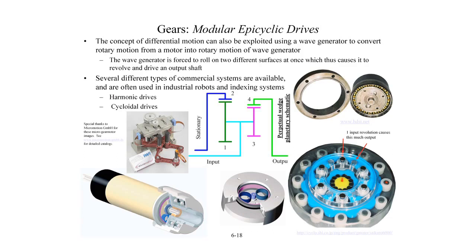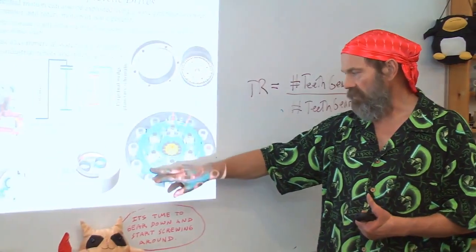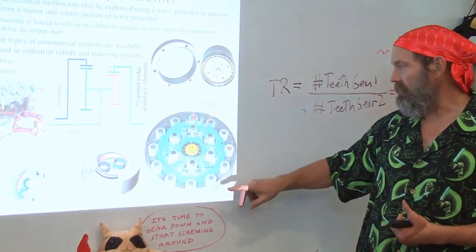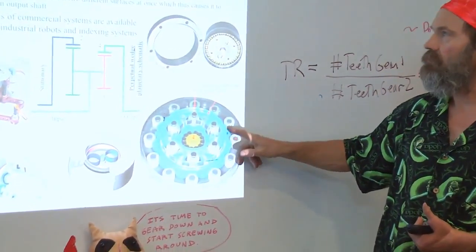The nice thing is that there are modular epicyclic gear trains you can buy of many, many different types, planetary types. There are gears, or gearboxes, or epicyclic drive trains that don't even use gears. They look like rollers and hubs.